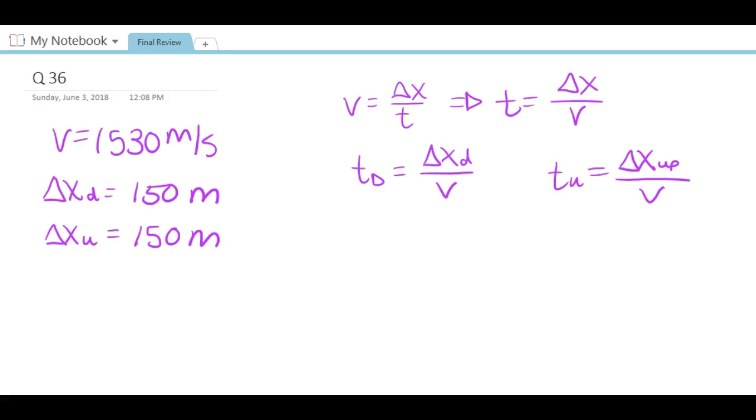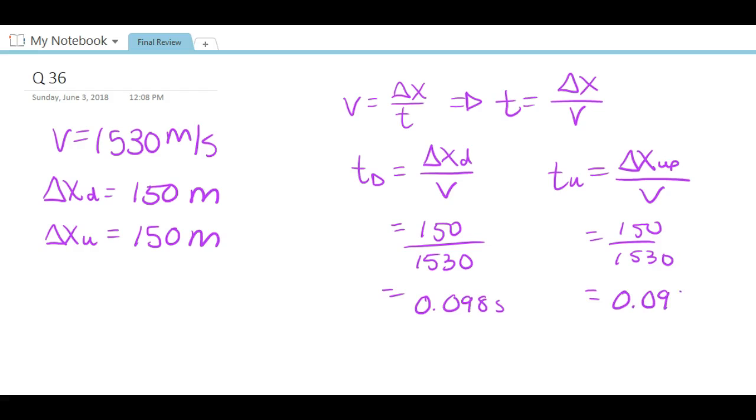So when we go through all of this, we end up taking the 150, we divide it by our speed of 1530, and we do that for both quantities because the distance is the same, the velocity is the same. So technically you can just solve for one and then you have the other one as well. But they both are 0.098 seconds.